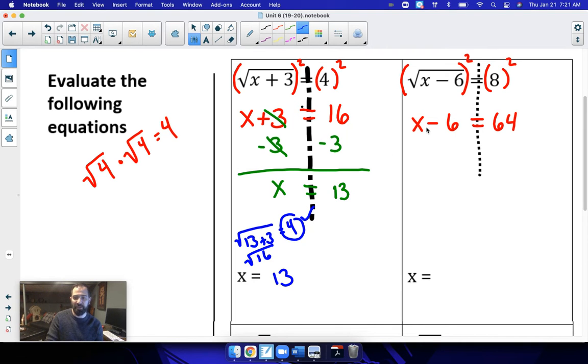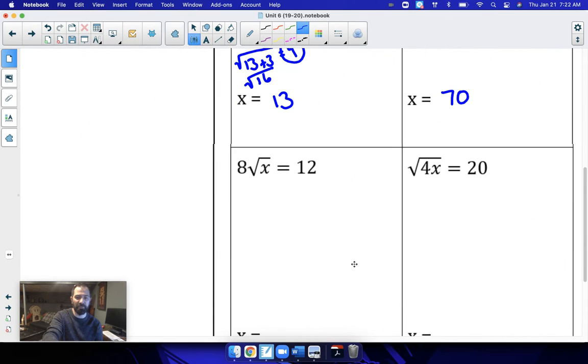Last step, getting the x by itself. Opposite of a negative 6 is a positive 6. Negative 6 plus 6, we get 0. So we have x equals 64 plus 6 is 70. And we have x equals 70. You're done. See if you can pause the video and try this next one.